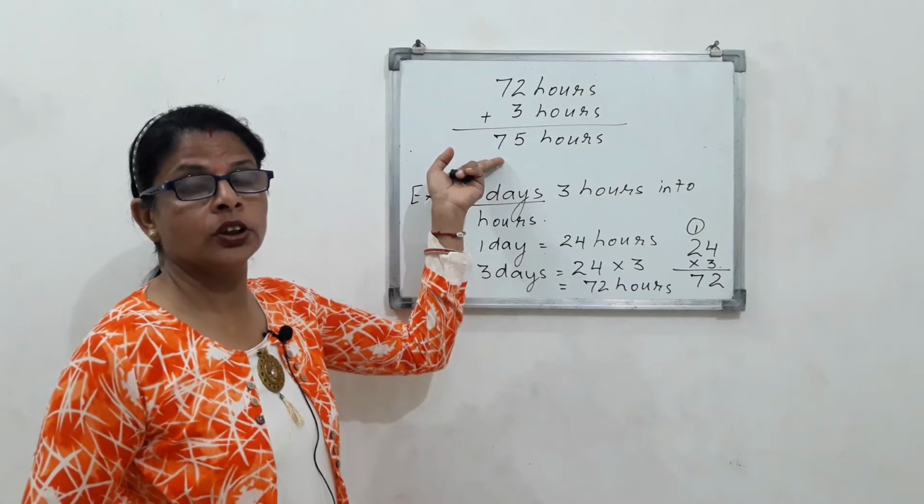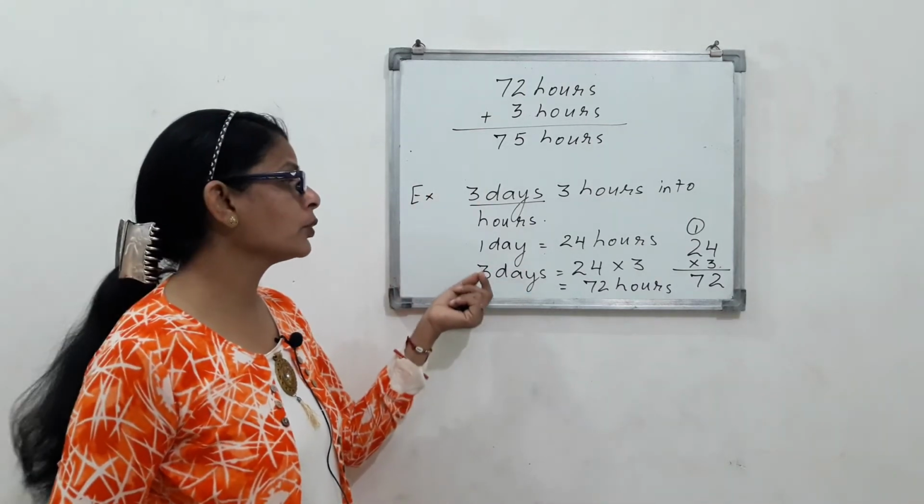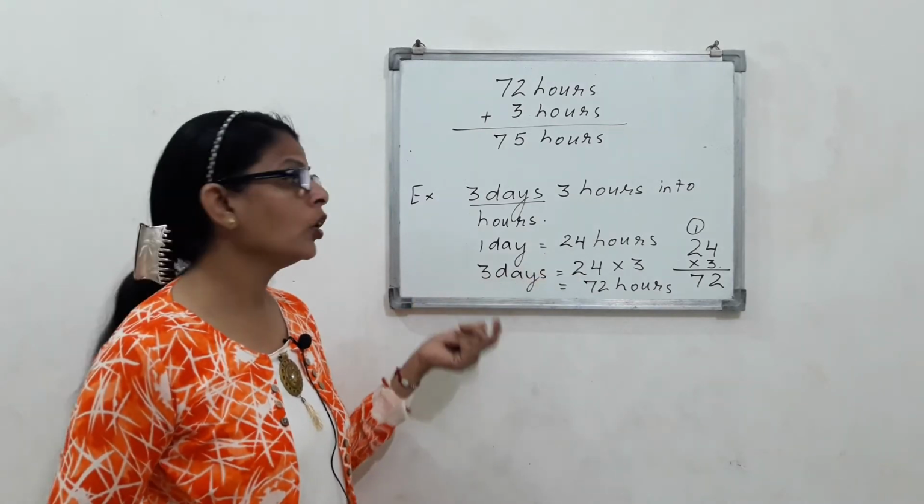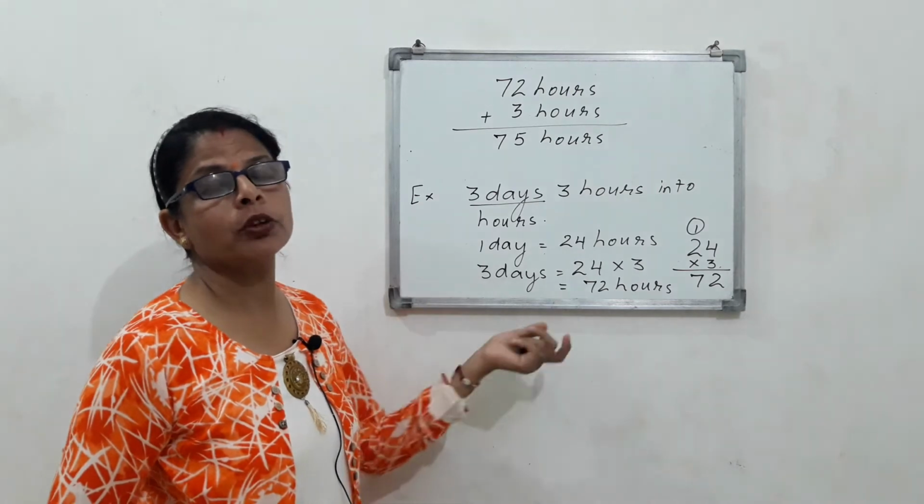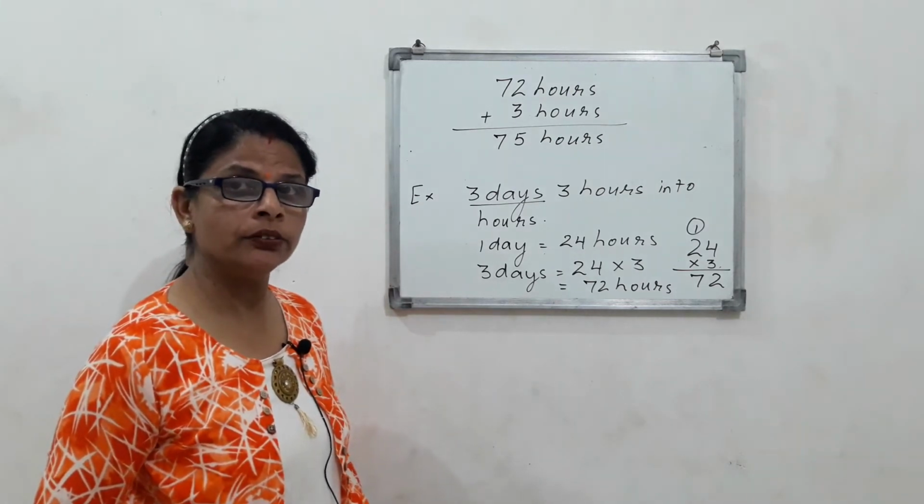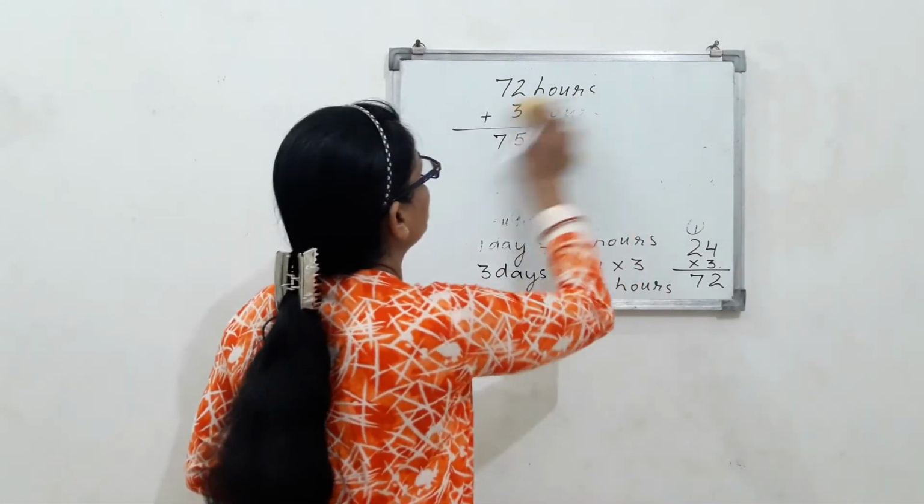Clear? So when we have to convert the days into hours, we have to see that in one day how many hours are there? 24. So whatever the days are given, we have to multiply by 24 and we'll get the hours. Clear? Next, now how to convert the hours into minutes?